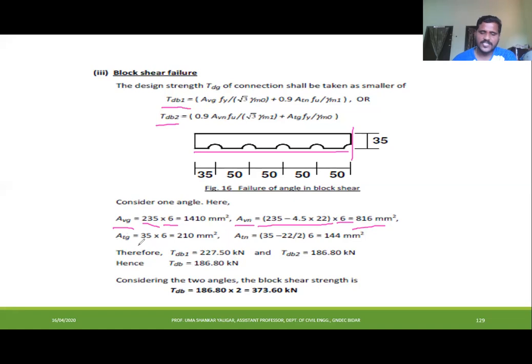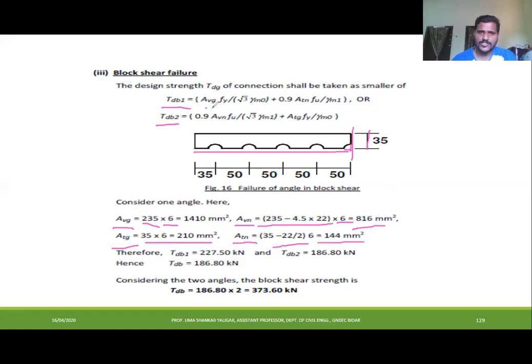And similarly Atg, gross area in the tension plane. This is 35, 35 into thickness, you will get the gross area. And next you want Atn, net area in the tension plane. This is 35 minus half bolt hole, 35 minus 22 by 2, which is half the bolt hole diameter, and multiply by thickness, you will get 144.